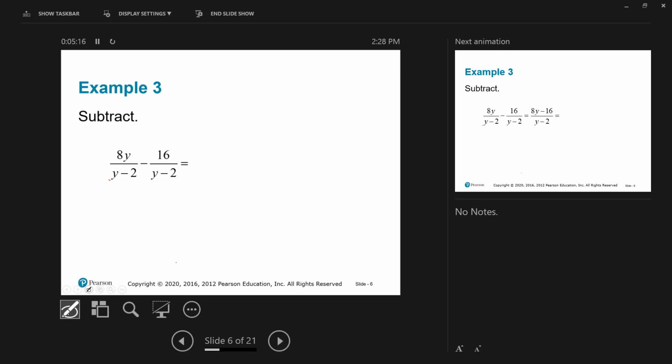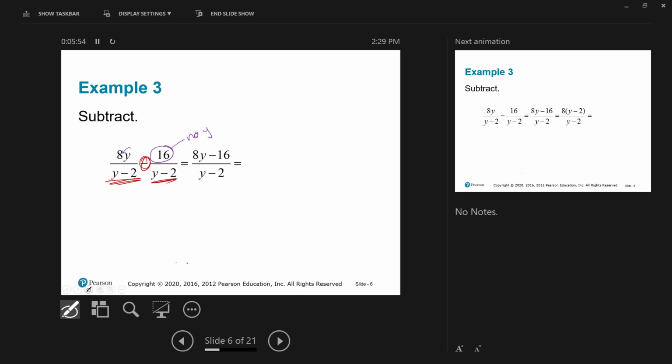Now they're asking us to subtract. And when we subtract, we still have to make sure the denominators are the same. Gratefully they are, which means we're going to do 8y minus 16. Now, question. The 8 is multiplied to a y, right? But does the 16 have a y? No y, which means you literally cannot do 8 minus 16, which is why it is written as 8y minus 16.